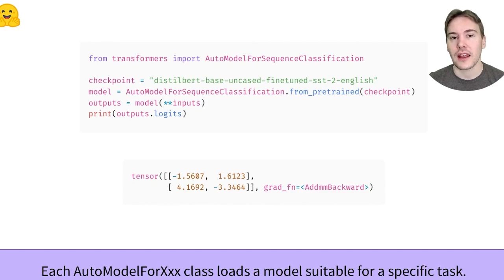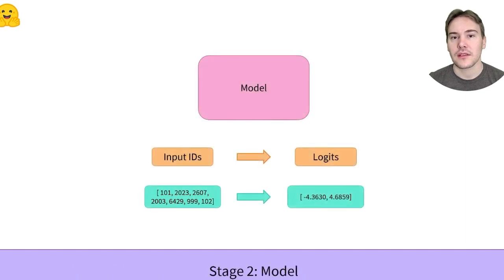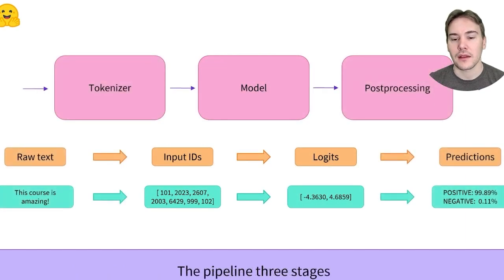There is one AutoClass for each common NLP task in the Transformers library. Here, after giving our model the 2 sentences, we get a tensor of size 2 by 2, one result for each sentence and for each possible label. Those outputs are not probabilities yet. We can see they don't sum to 1. This is because each model of the Transformers library returns logits. To make sense of those logits, we need to dig into the third and last step of the pipeline, post-processing.